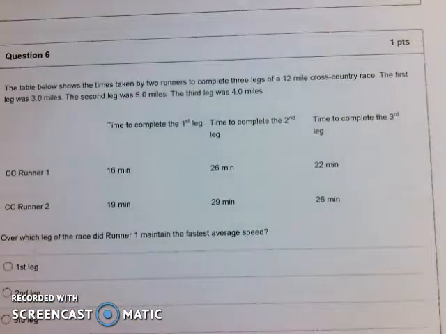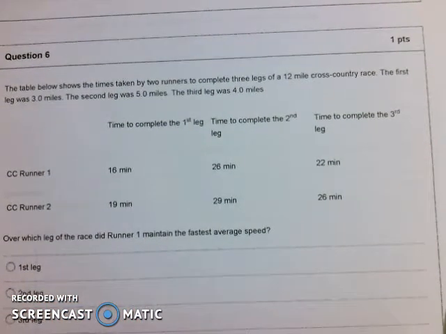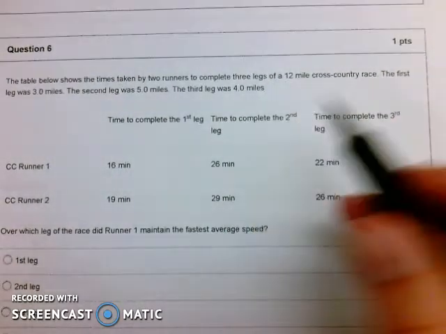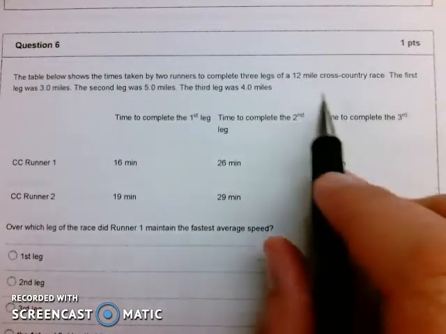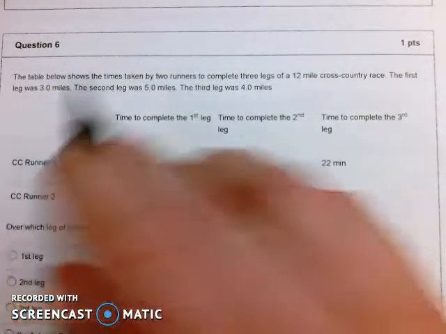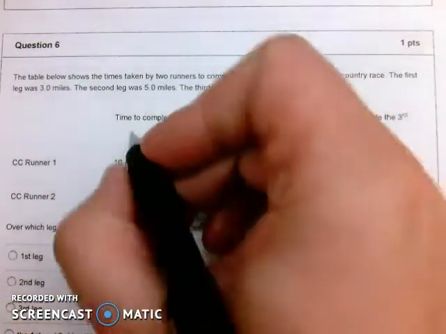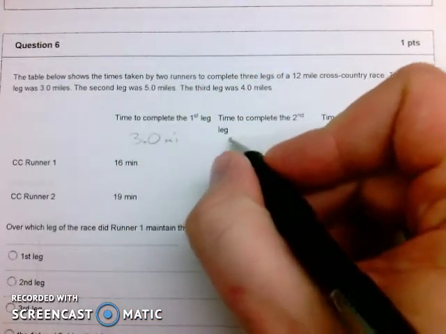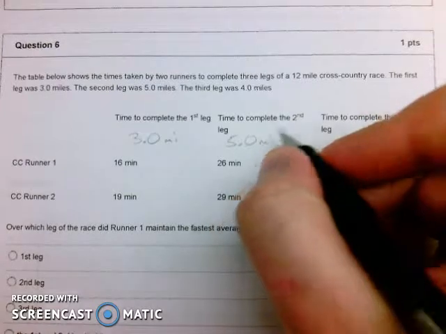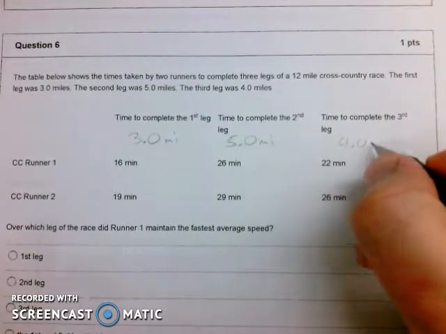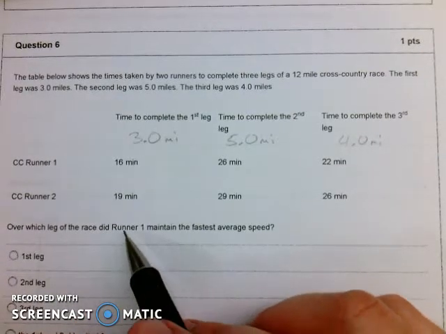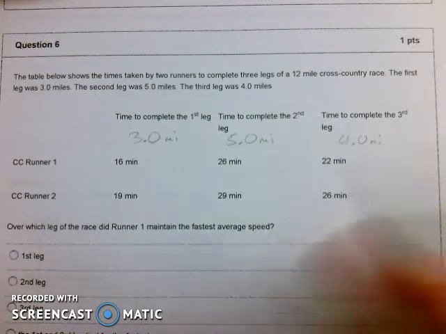Alrighty. Question number 6. The table below shows the times taken by 2 runners to complete 3 legs of a 12-mile cross-country race. I made this question up based on the other one. In this case, the first leg was 3 miles, the second leg was 5 miles, and the third leg was 4 miles. So these legs are not the same length. It's very important. Over which leg of the race did runner 1 maintain the fastest average speed?